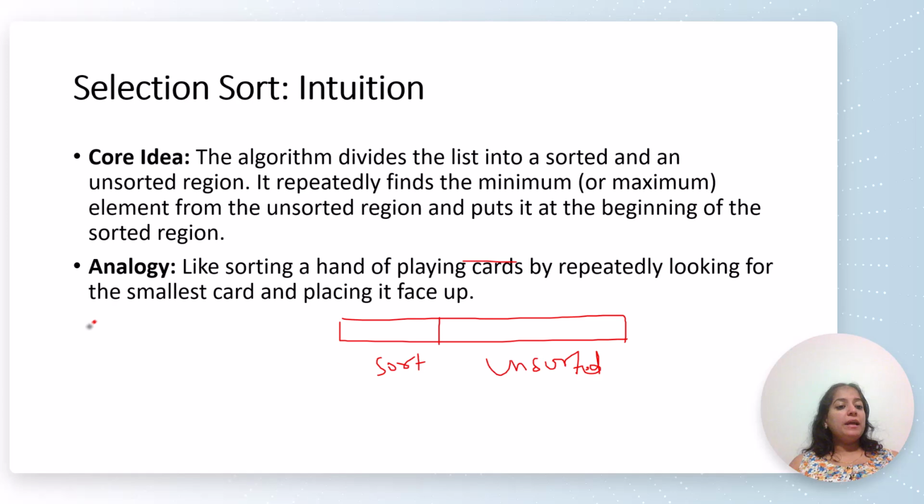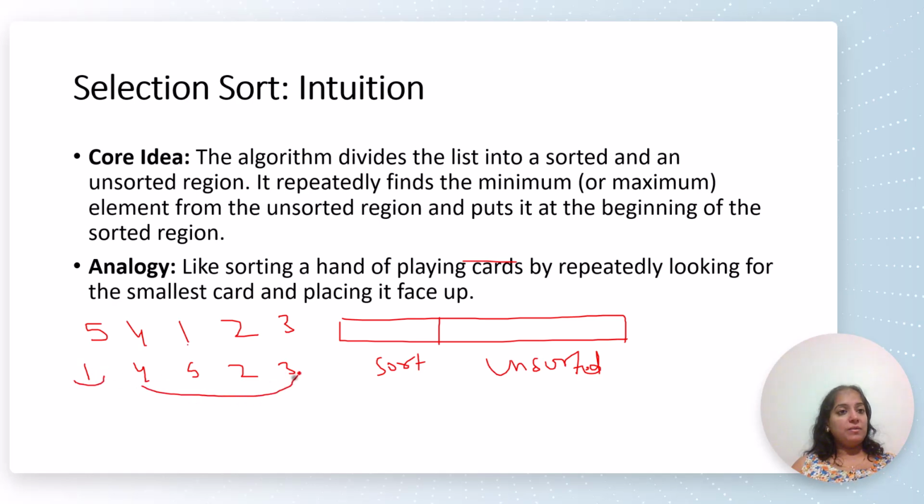For example, let's say your array is 5, 4, 1, 2, 3. The whole array is unsorted. So what you are going to do is find the smallest element, which is 1, and swap 1 with the first element of the unsorted array. So it becomes 1, 4, 5, 2, 3. Now this is your sorted array.